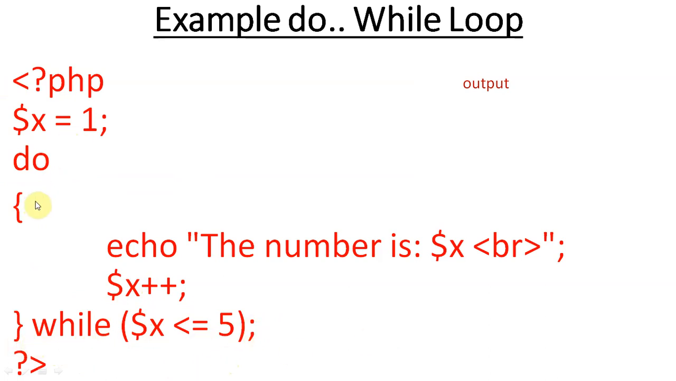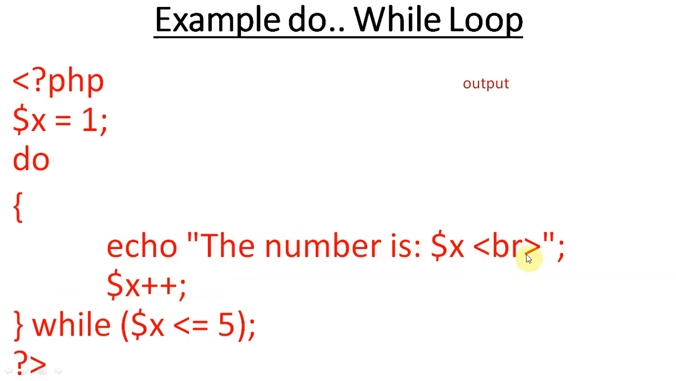Here we have mentioned x equals 1, and we have started the program with do, and then we have written the number is $x. Initially x is 1, so it will display 1, and then the br tag, which is a line break. Again, in the next line, x equals x plus 1, or x plus plus, it will be incremented by 1. So now x will be 2.